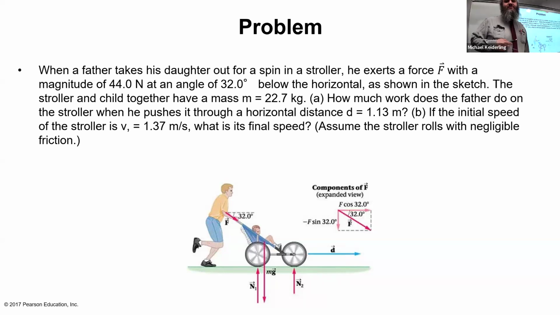The only work is the work done by the father, because all these other forces involved, the weight and the normal force, are perpendicular to the displacement, so they do 0 work.